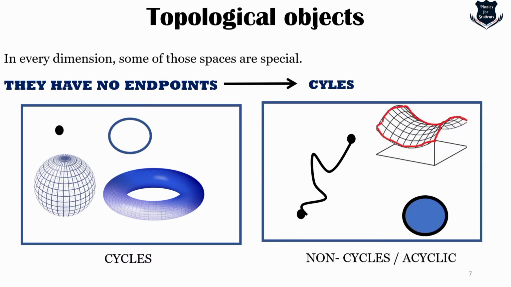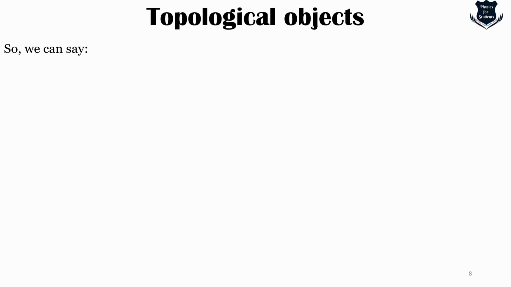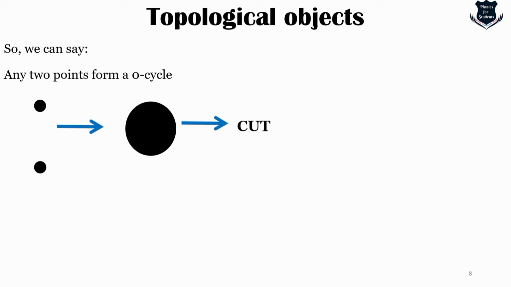What makes them special are certain topological features. Meanwhile, objects or figures that don't have such features are called non-cycles or acyclic. Okay. Now, what we can see from here is that any two points form a zero-cycle, and since this is the simplest example of a cut, remember we just talked about cut, we did this in the earlier video also, the latter is a zero-dimensional feature, just like this.